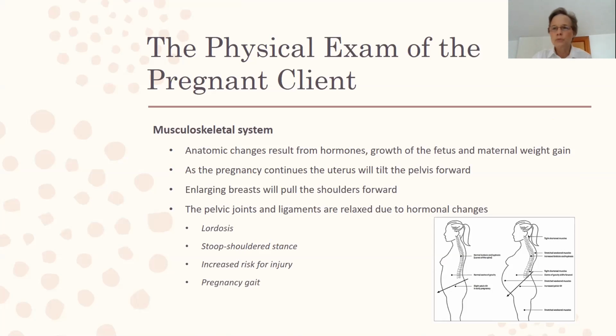You can notice a stooped shoulder stance because of the weight of the breast. And obviously, balance might be a problem for these women. All of a sudden, they're carrying this growing baby. They're having to adjust to changes in their body, and they might be more at risk to fall. And as they get bigger, they might develop what is known as the pregnancy gait, which is kind of the waddling factor that happens. So that's very important for this class, okay?